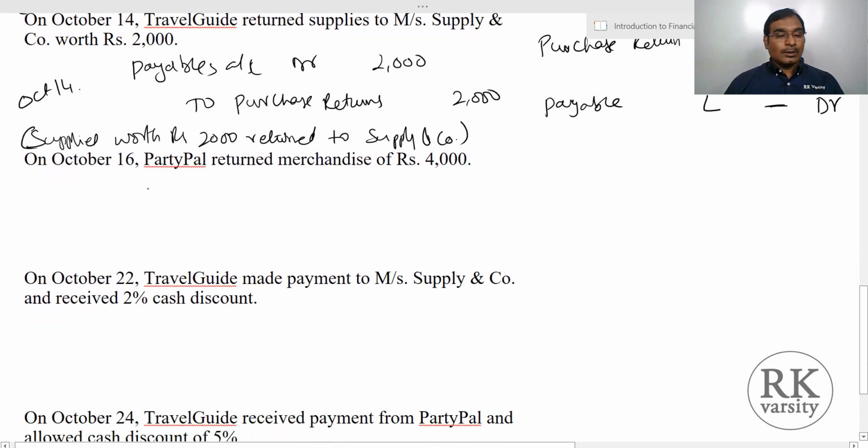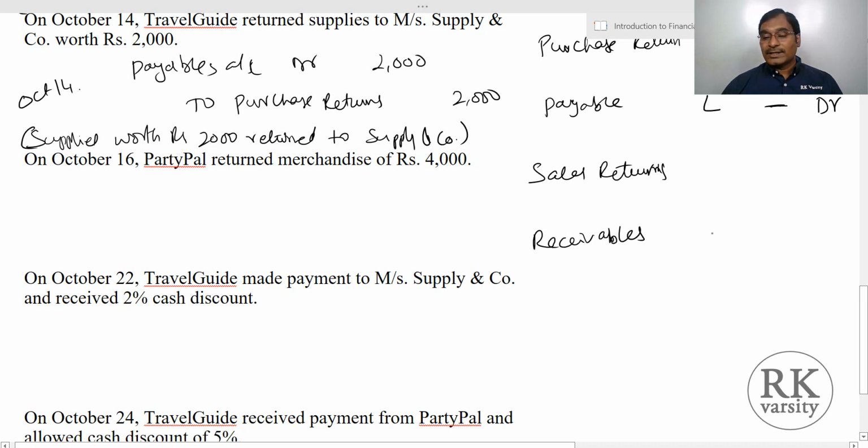Now on October 16th, Party Pal returned merchandise of rupees 4,000. So here is what is happening. Sales returns. You made a sale to Party Pal on credit basis and now they are returning it. One is the sales returns and second one is your receivables, because you sold this on credit, so they owe you money, or you are owed money by Party Pal, so that is a receivable.